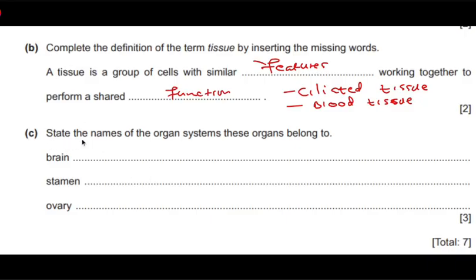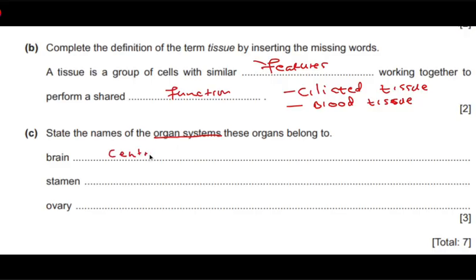Then as for question C, it is saying state the names of the organ systems these organs belong to. So we have the brain. Where does the brain belong to in terms of the organ system? So here they are talking about the organ system. They are not saying you need to name the organ. They have given us these organs here. Now they are asking us to name where this belongs to. So the brain belongs to the central nervous system.